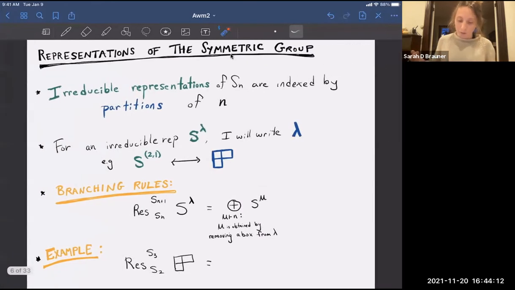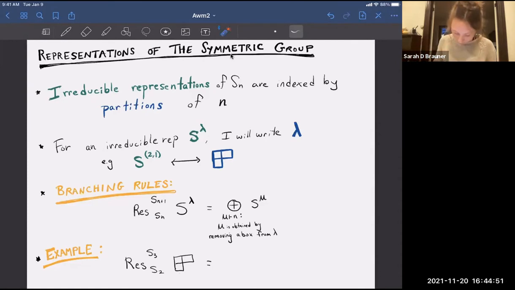I'm going to be talking about representations of the symmetric group. To make sure that we're all on the same page, the irreducible representations of the symmetric group are indexed by partitions of n. When I'm talking about an irreducible representation, I'll just write the partition itself. Another thing that we're going to need is the branching rules of the symmetric group. This is a way to restrict a representation from S(n+1) to S(n). Combinatorially, I take my partition and remove a box in all possible ways so that I still get a partition.